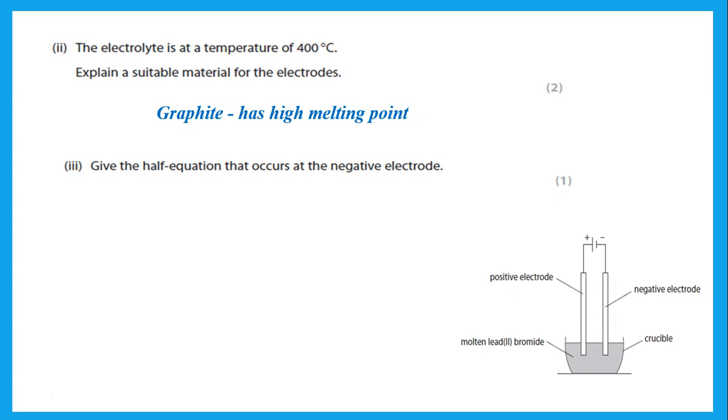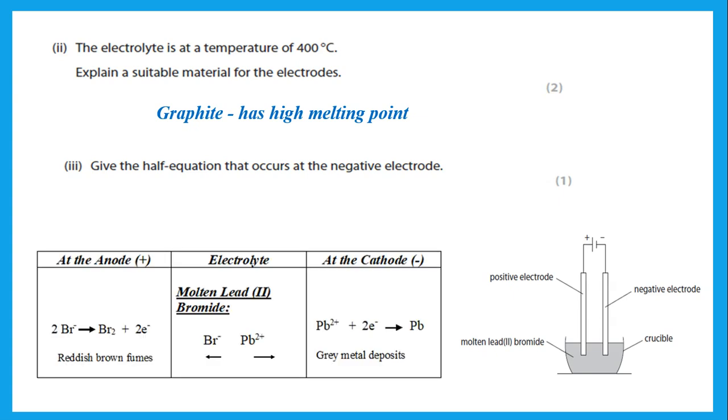Give the half equation that occurs at the negative electrode. What are we doing? We're doing molten lead bromide. Think about what are the ions that we have. Which one will go to the negative electrode? Of course, it is the lead 2+ that goes to the negative, gains electrons, and becomes lead atoms.